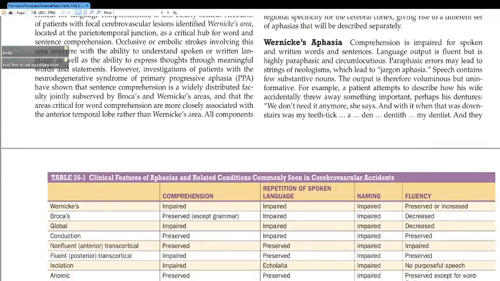Wernicke's aphasia. Let's find out what is Wernicke's aphasia. Comprehension is impaired.